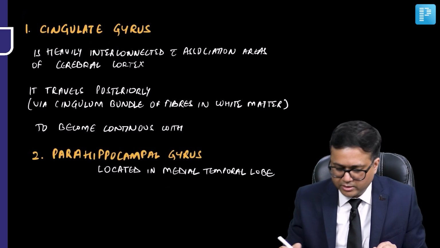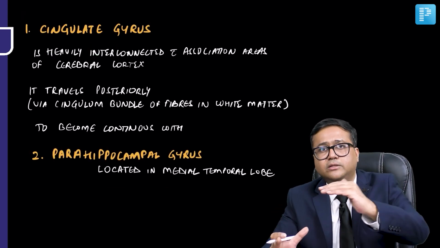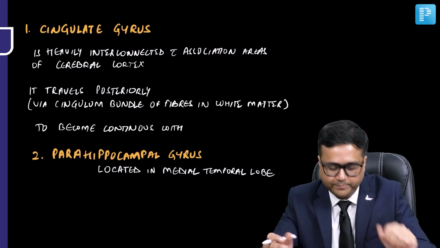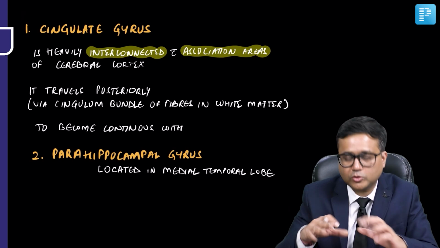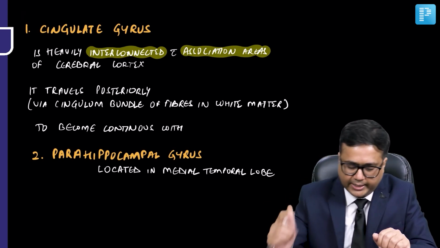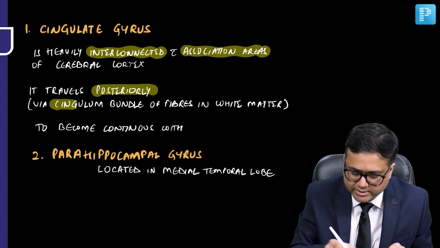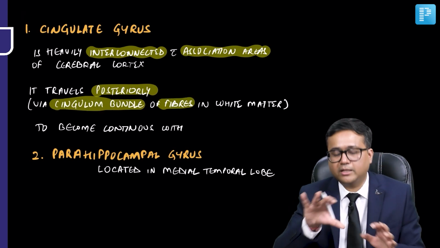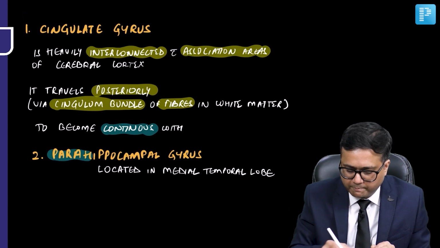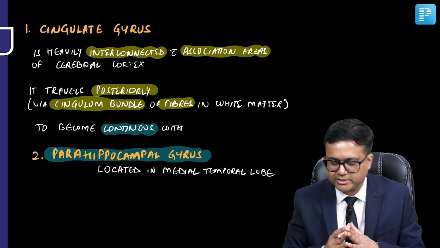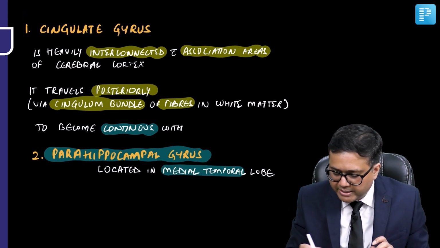Now, let's come back to the cingulate gyrus. We have been talking about the cingulate gyrus, the first part of the limbic system. It is heavily interconnected with the association areas of the cerebral cortex, and it travels posteriorly via the cingulum bundle of fibers in the white matter, and subsequently becomes continuous with the parahippocampal gyrus. This parahippocampal gyrus, as we discussed, is situated in the medial temporal lobe.